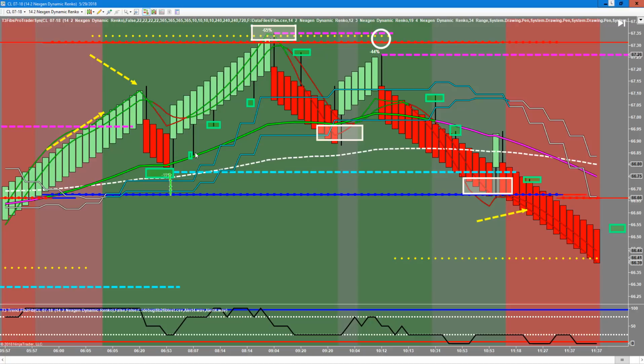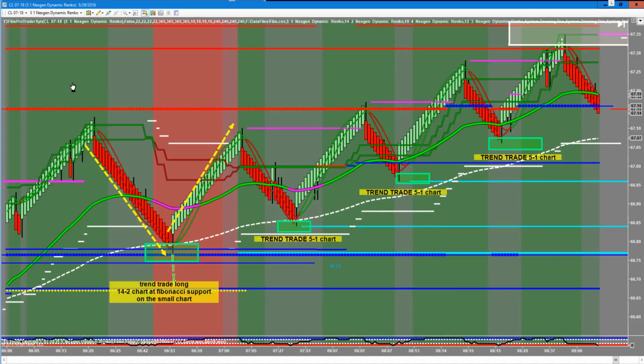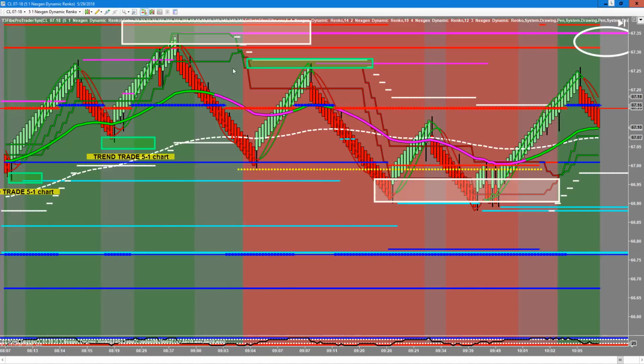So long trade, long trade, long trade, long trade, 4 winners, from 7 o'clock in the morning until about 9 o'clock in the morning. Then we hit resistance, triggers rolled over. Guess what we're going to do, guys? We're going to do short trades. So let's find our next green box.